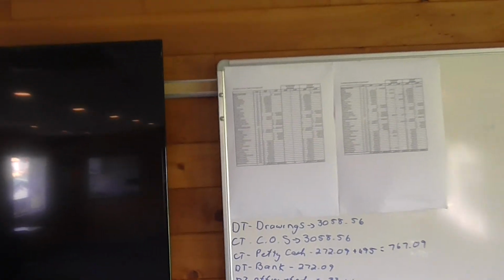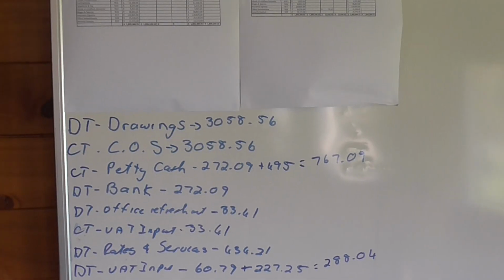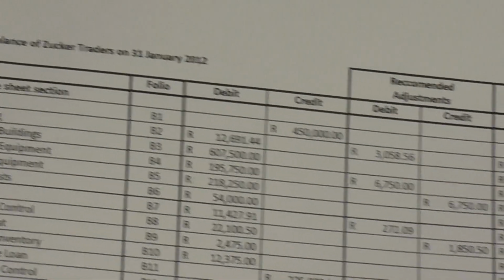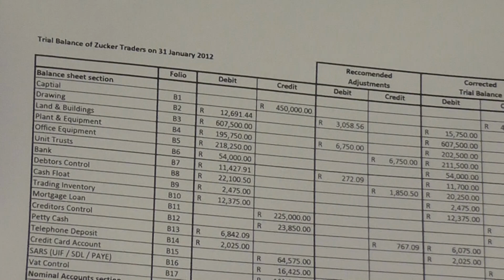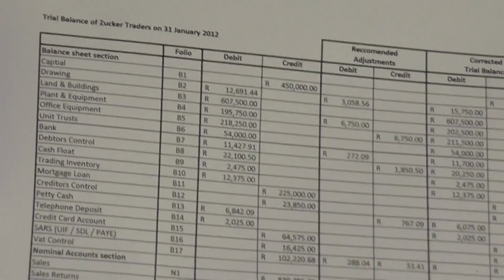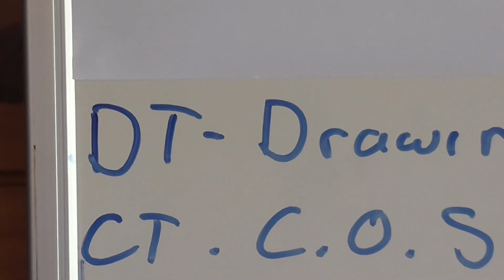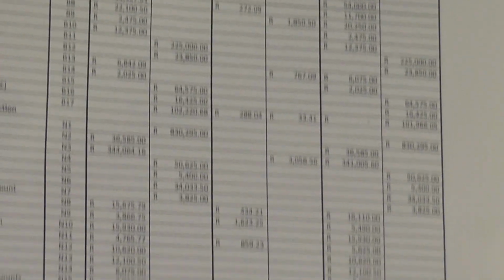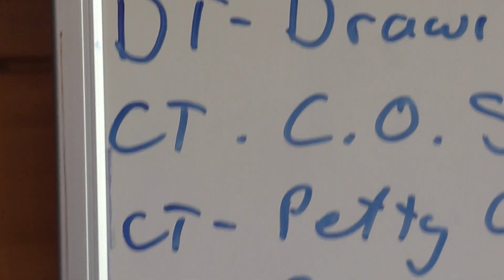Sorry, I do have to move the camera, so please excuse all the movement. Okay. So as you can see there, we debit drawings. So all you do now, as you can see, drawings there, you had a balance of 12,691.44. So on your paper there, you said you debit drawing. So on the debit side, you just simply put in that amount, 3058.56 on the recommended adjustment. Then the next one is you credit cost of sales with 3058.56.